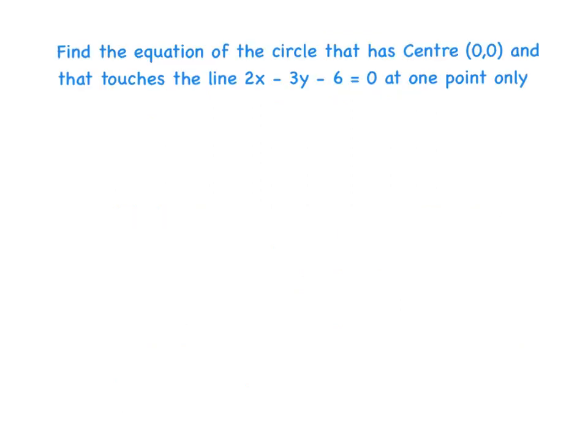Okay, so here we have another type of question in relation to the equation of a circle. So it says, find the equation of the circle that has center 0, 0 and that touches this line here at one point only. Well, if the circle touches a line at one point only, that means that it is a tangent line. It's a tangent to the circle.